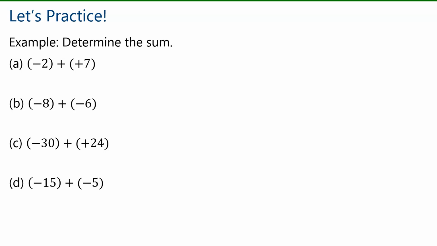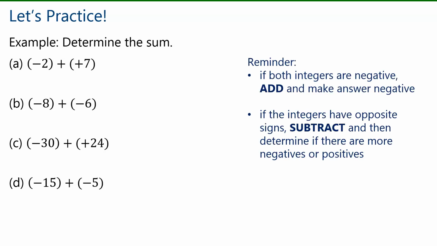So now let's just practice what we learned. We have to determine the sum. So in A, we have a negative 2 plus a positive 7. Well, let's remind ourselves of the rules we just developed. If both of the integers are negative, we can just add the numbers together and make the answer negative. Now, if the integers have opposite signs, meaning one number is positive and the other number is negative, we can subtract the numbers and then afterwards determine if there's more negatives or positives.